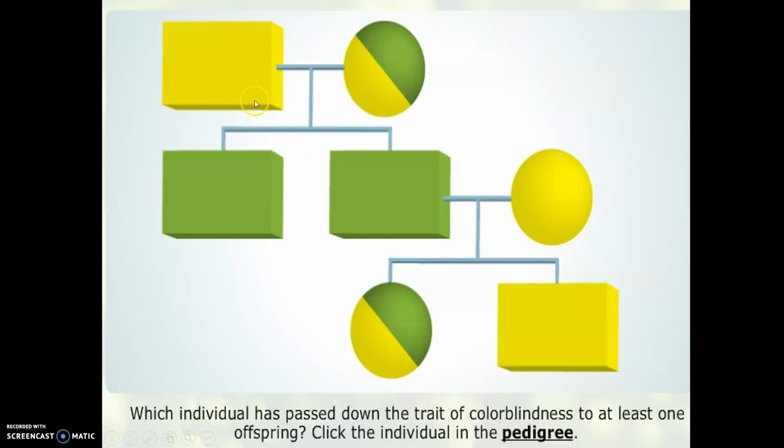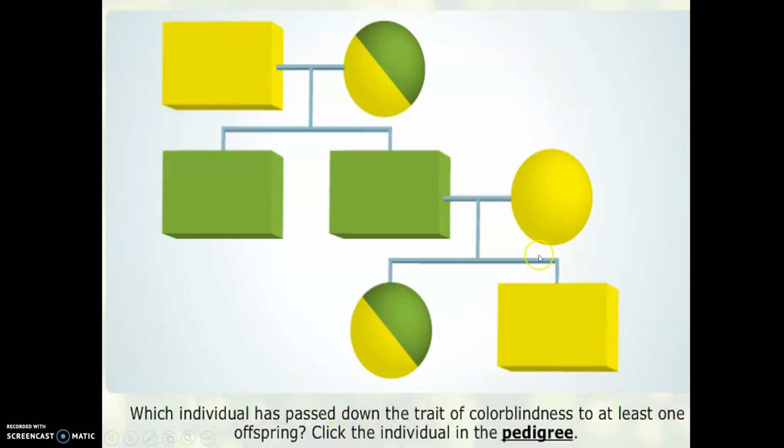Now this is a different setup than we just saw, but the same thing is true. If it's green, it's the trait that we're tracking. So this is a male that doesn't have the trait and a female that does have the trait. They have 2 offspring that are male, and they both have the trait. So this looks like mom has given this to both of these sons. Now this son then has offspring with a female that does not have the trait. And this shows you that the dad passed the trait on to a female, and the male didn't get it. So if we're looking at color blindness here, which individual has passed down the trait of color blindness to at least one offspring?